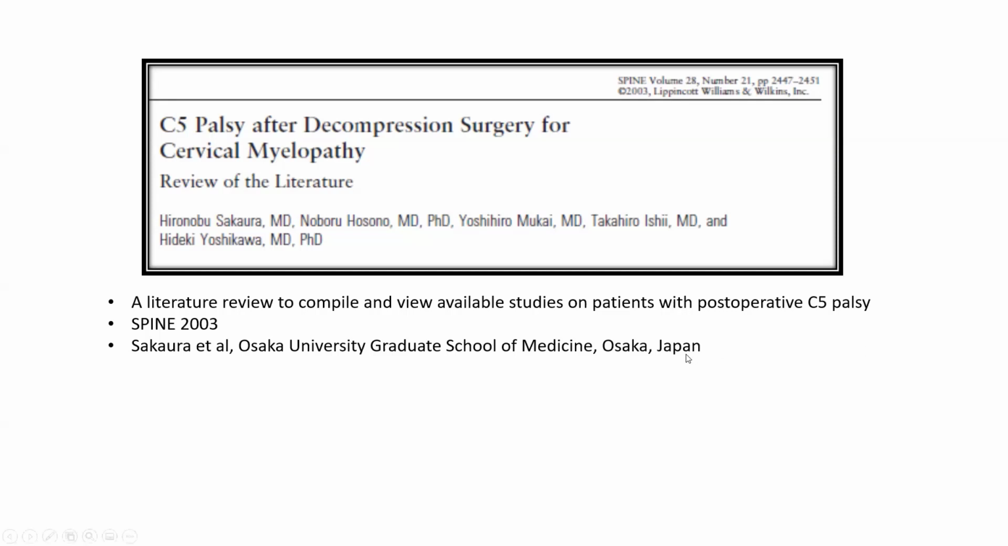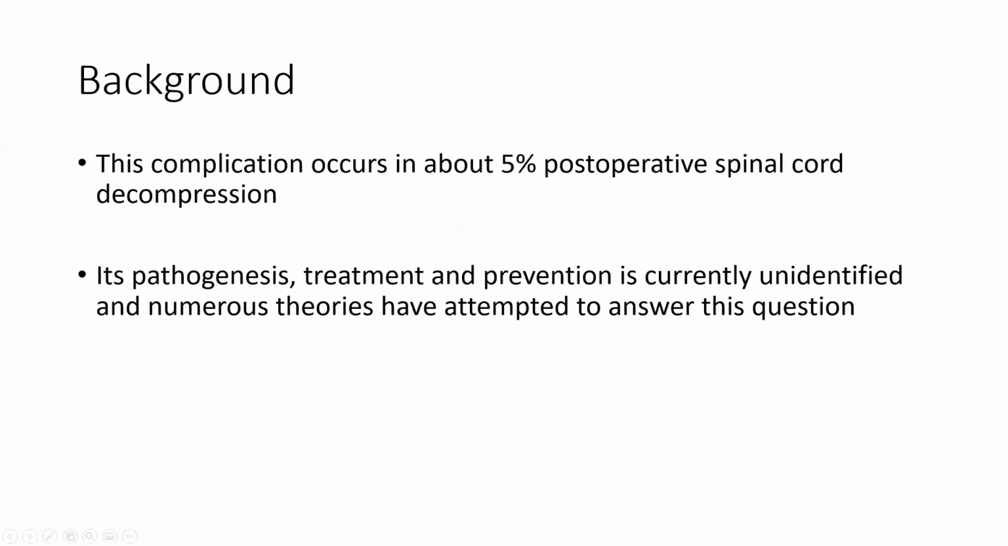Okay, the basis behind this study was to see what the pathogenesis, as well as the treatment, for C5 palsy is, because there's been very little prior information, specifically in terms of the pathogenesis, the etiology, as well as the treatment management aspect of it.